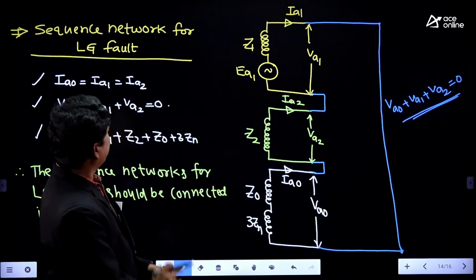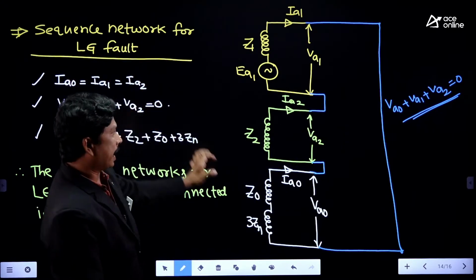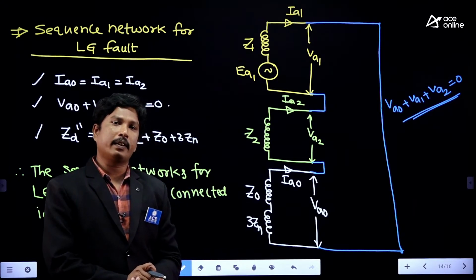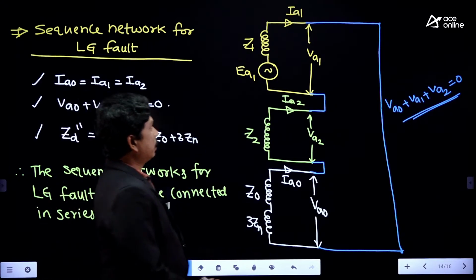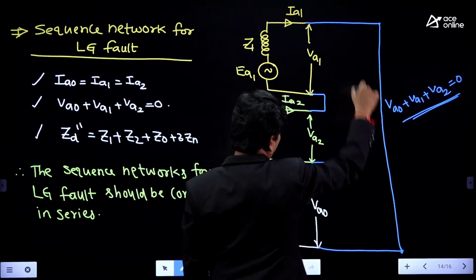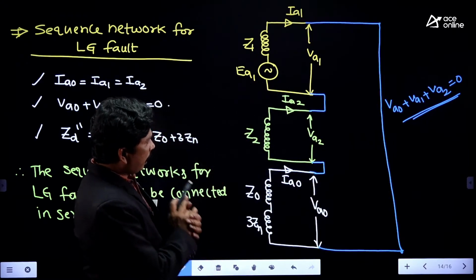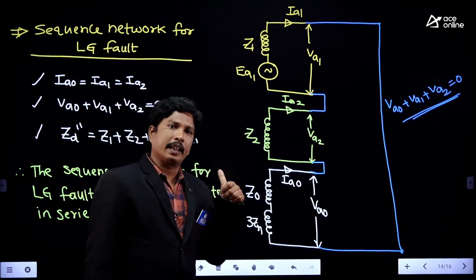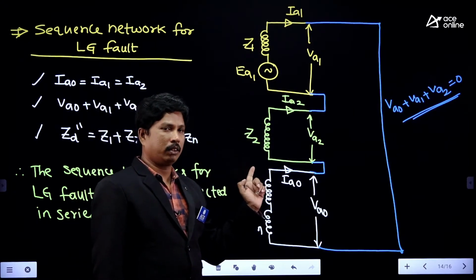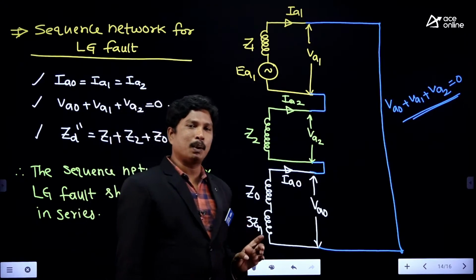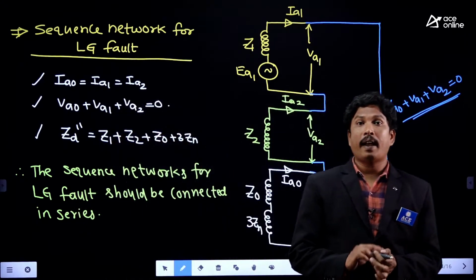So this network is called the sequence network for the LG fault. So what is the current flowing here? It will be IA1 or IA2 or IA0. All are the same only. Right? Analyzing the actual network is the same as analyzing this network. So this network analysis is very simple compared to the analysis of the actual network.